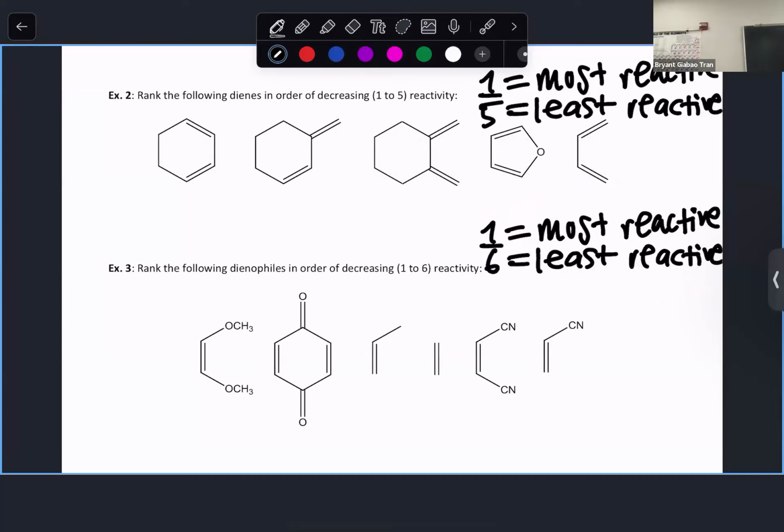We said for Diels Alder reaction to happen faster, we want EDGs on dienes, EWGs on dienophiles. The other thing that increases the reaction rate is if it's fixed and locked, meaning that, let's see. Let's look at the first example. Work on this for around 3 minutes.